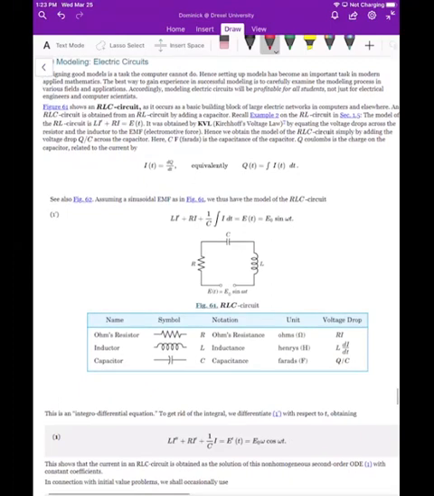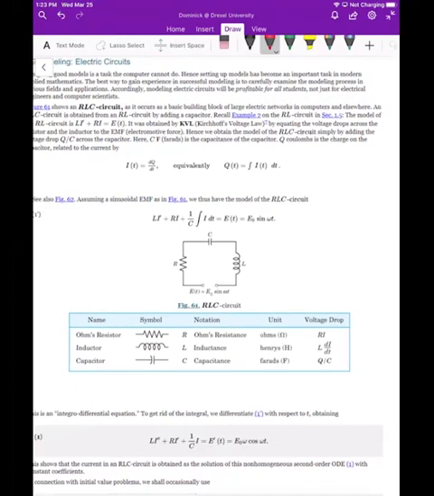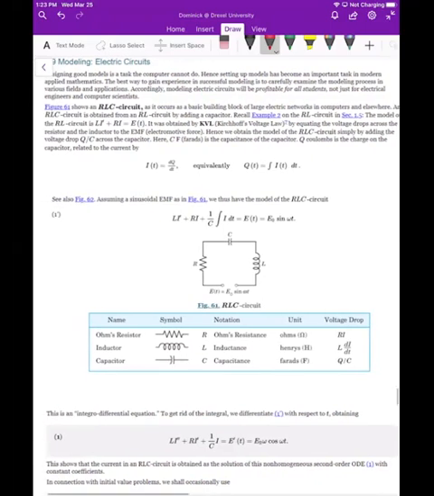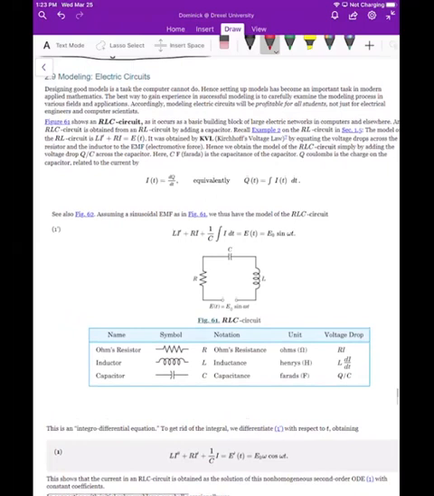So this figure here is showing an RLC circuit, which basically means we're looking at resistance, inductance, and capacitance in a particular electrical circuit. And of course, this is a basic building block of large electric networks in computers and other applications, right?